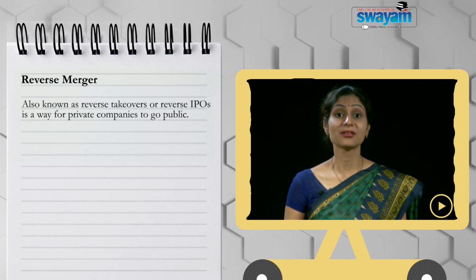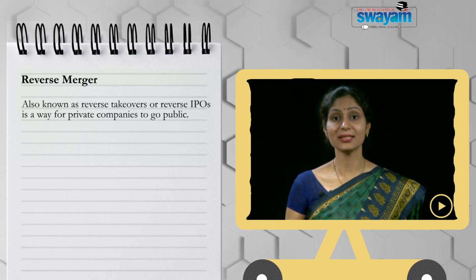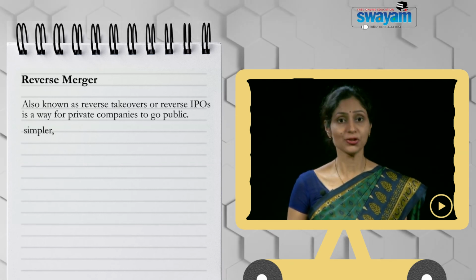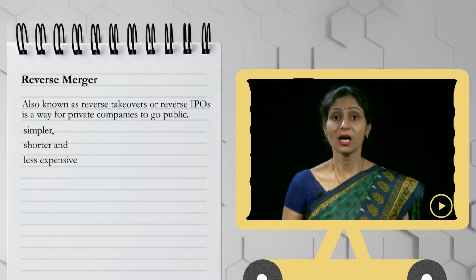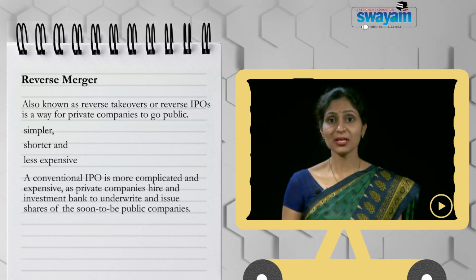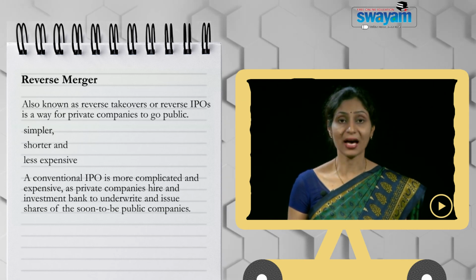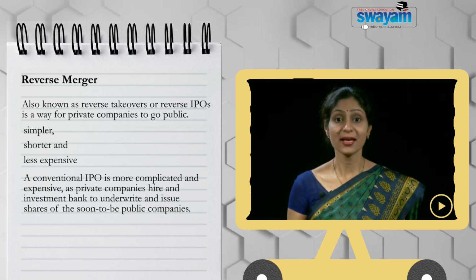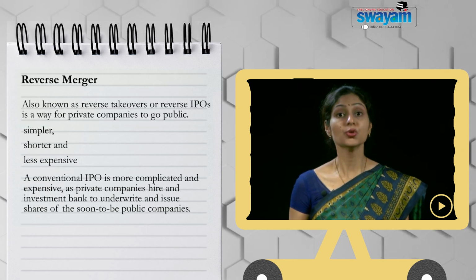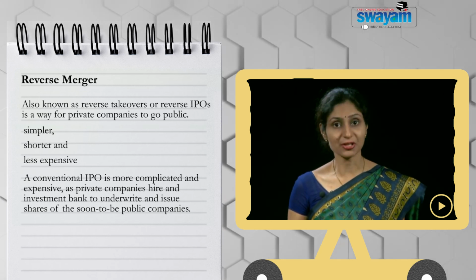Another form of corporate restructuring is the reverse merger. This is also known as reverse takeover or reverse IPO, and it is a way for private companies to go public. It is a simpler, shorter and less expensive way to restructure itself. A conventional IPO is more complicated and expensive, as private companies have to hire an investment bank to underwrite and issue shares of the soon-to-be public company. So, reverse merger is a good alternative to the traditional IPO route.